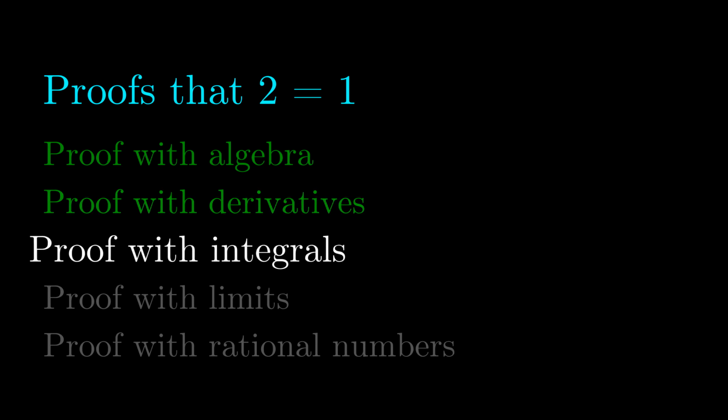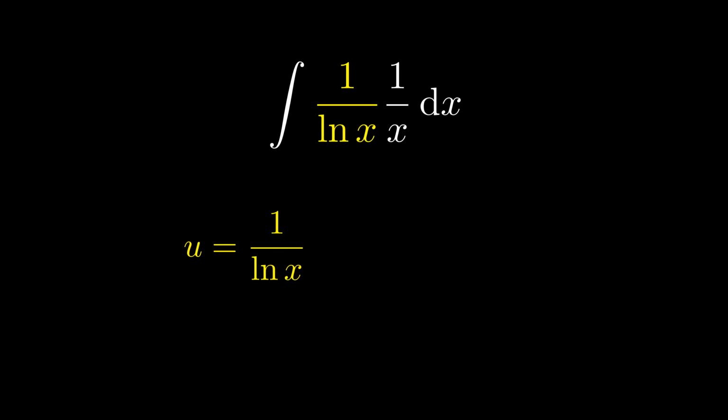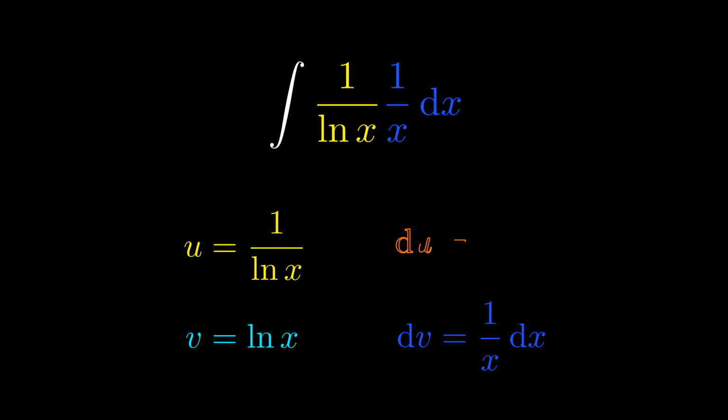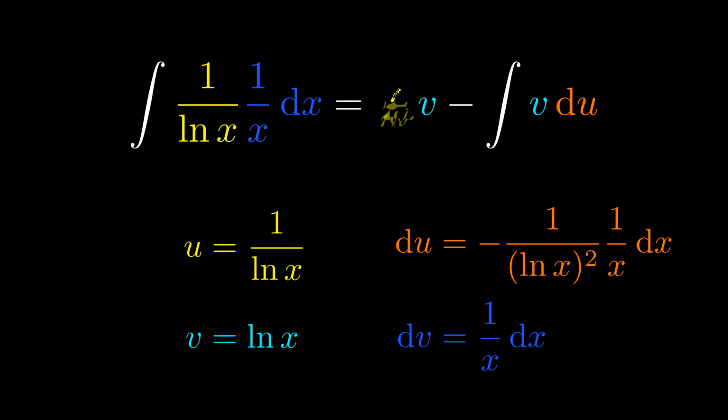We will now look at the proof with integrals. Consider this integral. To solve it, we will try using integration by parts. Let u equal 1 over the natural logarithm of x, so dv is 1 over x dx. Then v is the natural logarithm of x. du is a bit trickier, but it can be evaluated using the chain rule. We can now use the formula for integration by parts.